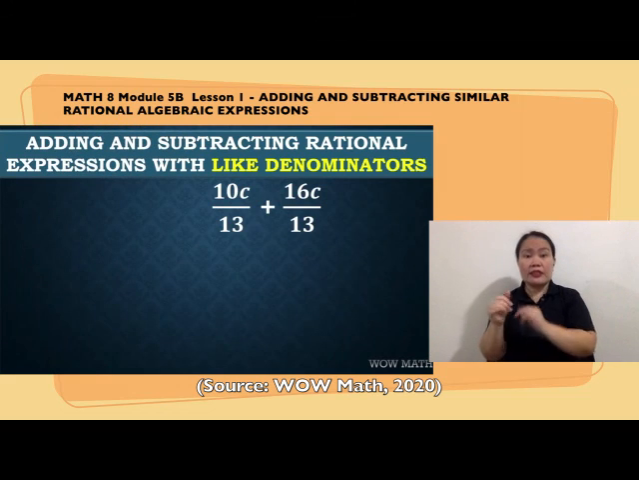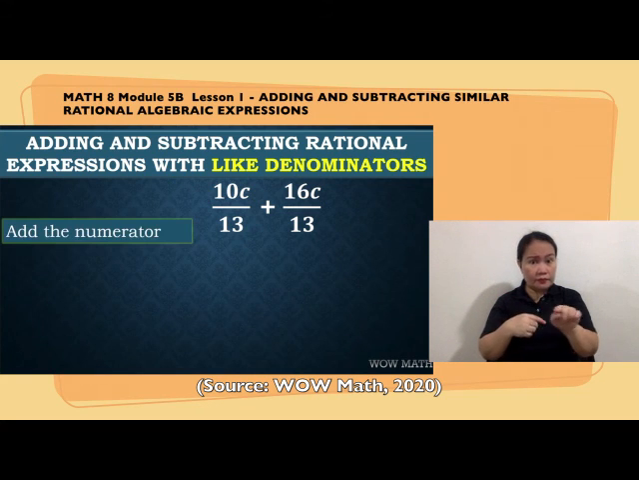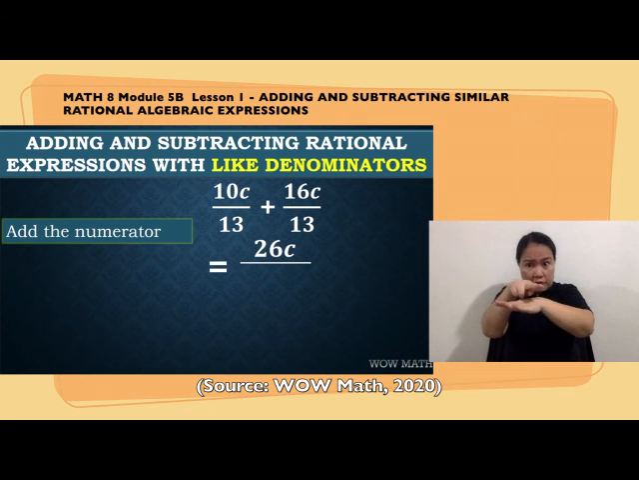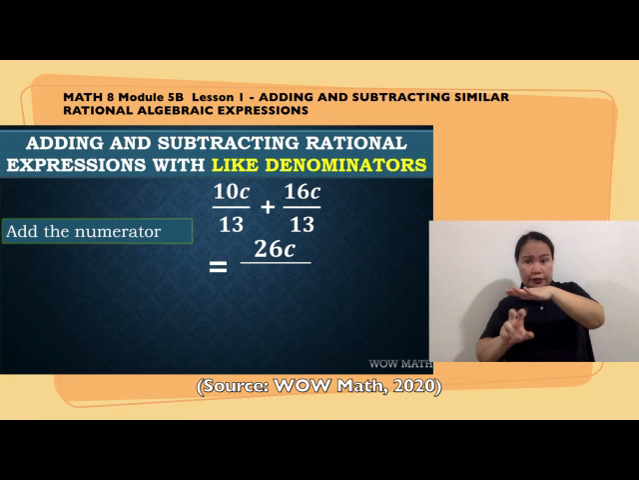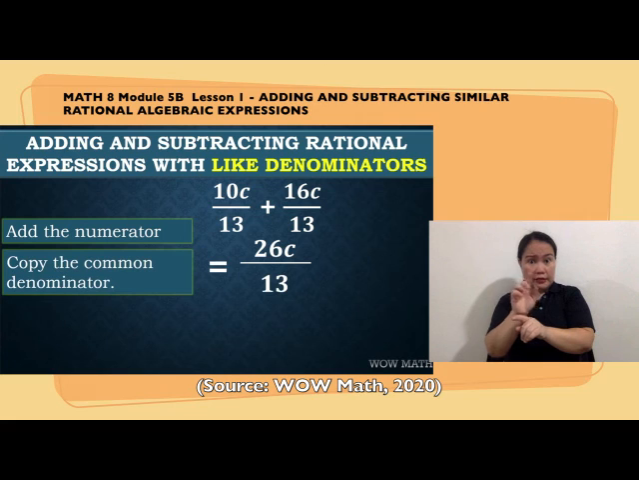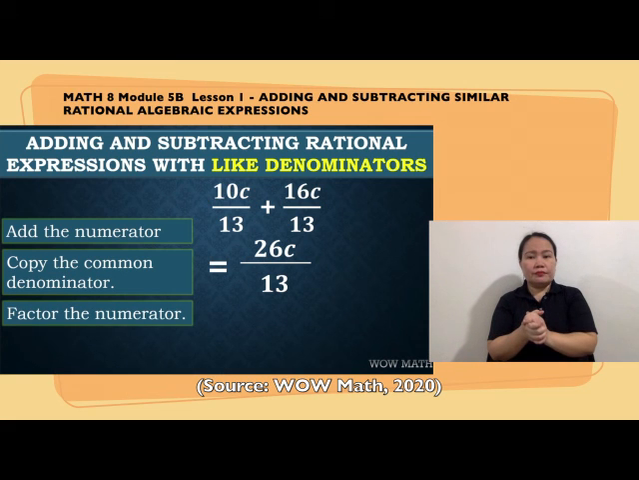Next. I have 10C over 13 plus 6C over 13. So, we will add the numerator. We will get 26C because 10C plus 16C is equal to 26C. And then, copy the common denominator, that is 13. So, we will have 26C over 13. What is the next step?